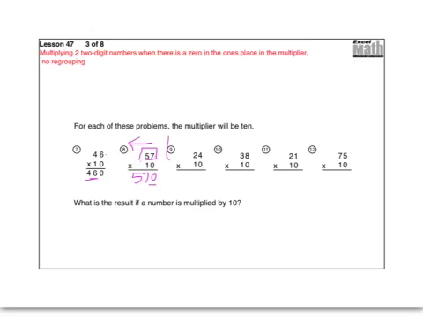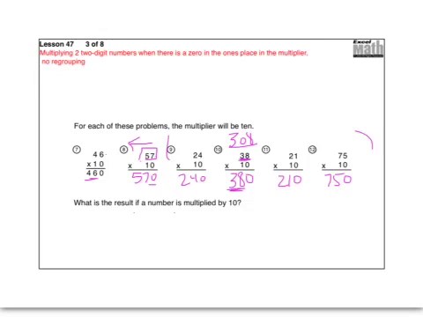Okay, pause the video, do 9 through 12 as fast as you can on your own. Alright, you should have already done these. The first one is 240, 380. Notice the number 38 comes right down there. Some kids write 308, but that makes no sense. The 3 and the 8 are going to stay together. 21 times 10 is 210. 75 times 10 is 750.